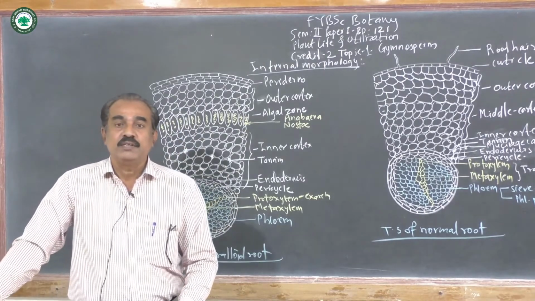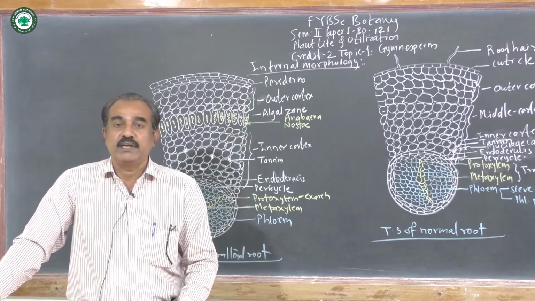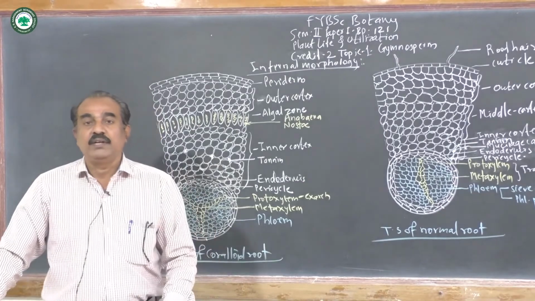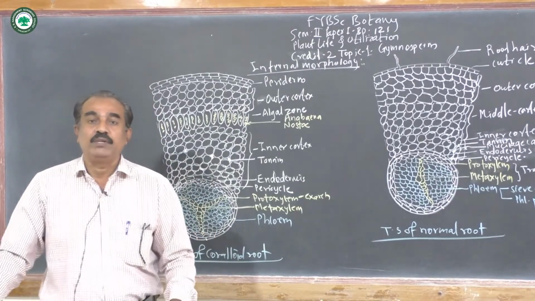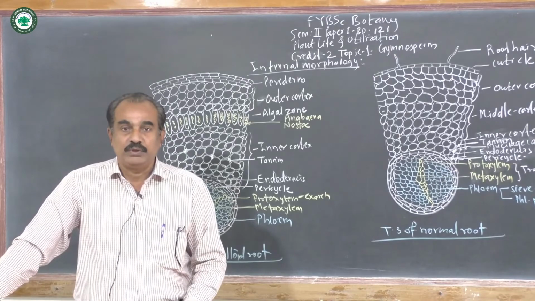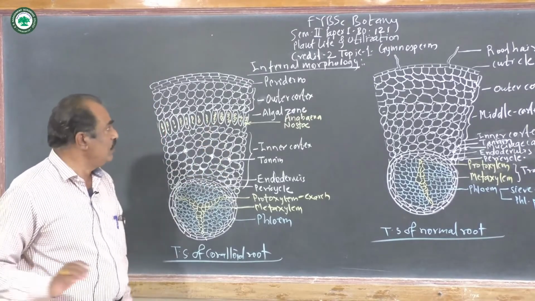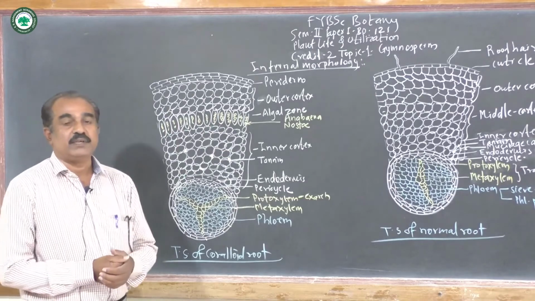In Cycas, two different types of roots develop. One is the normal taproot system, and another is the negatively geotropic root, which is called the coralloid root. So this is the internal morphology of the coralloid root. From the external side, there is the periderm.